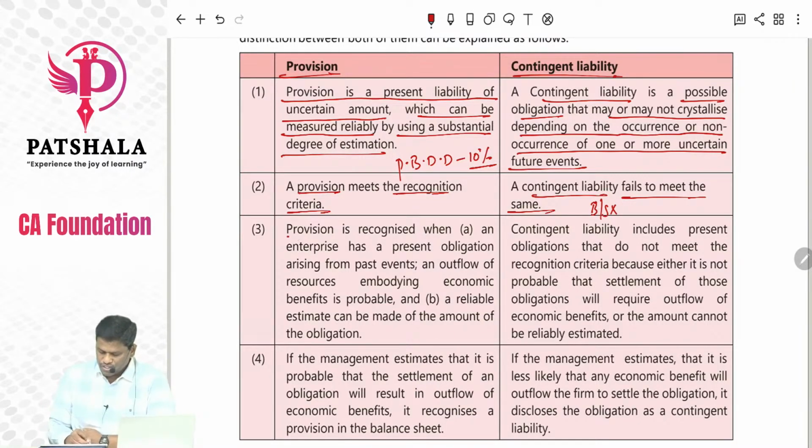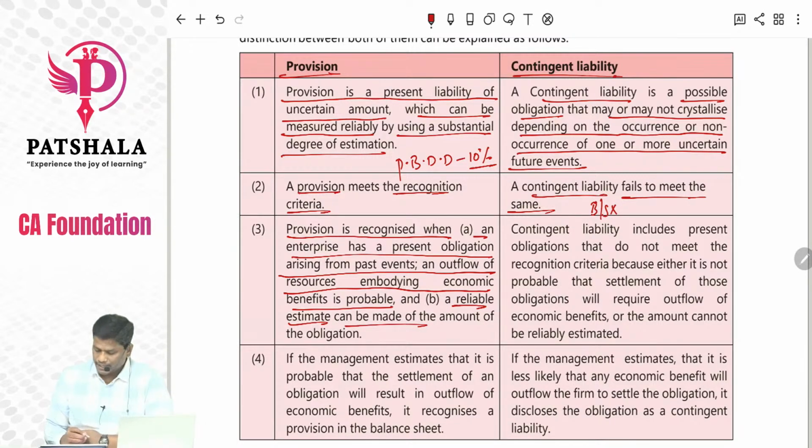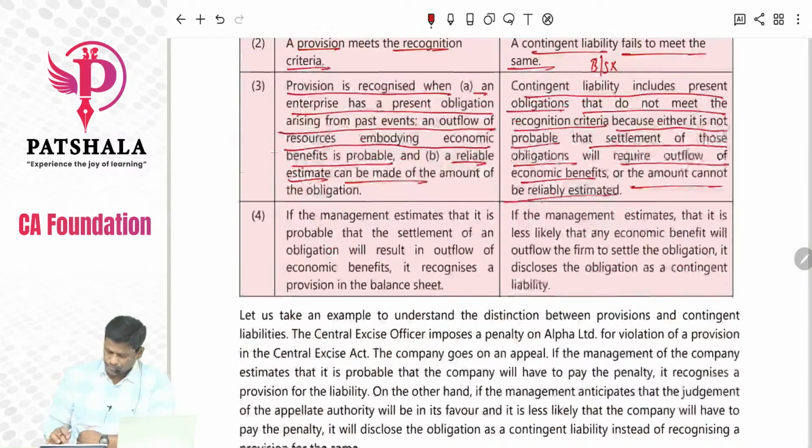Provision is recognized when an enterprise has a present obligation arising from past events, an outflow of economic benefits is probable and a reliable estimate can be made. Contingent liability includes present obligations that do not meet the recognition criteria, but either it is not probable that settlement of those obligations will be required, outflow of economic benefits, or the amount cannot be reliably estimated.